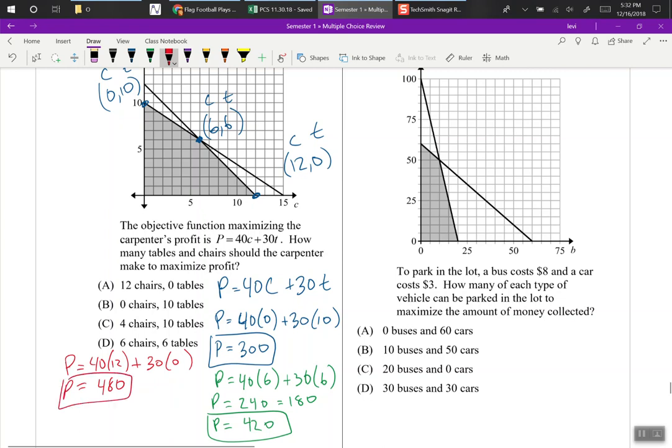So the maximum would be out here at 12, 0. Here's the max, and the minimum would be up here at 0, 10.